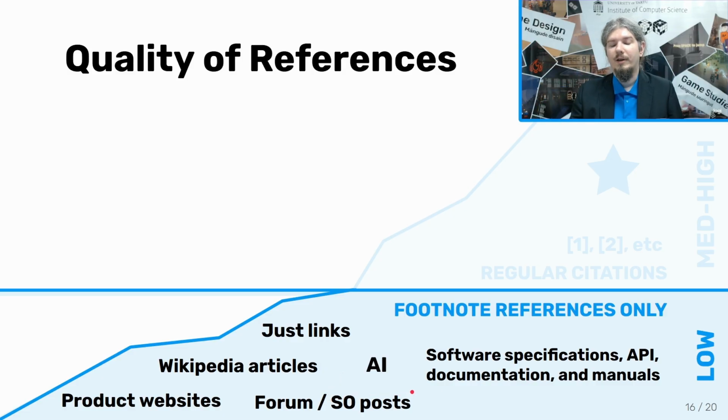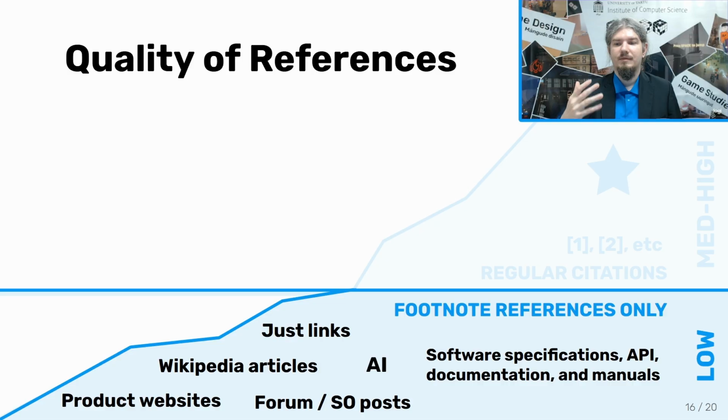Also, forum or Stack Overflow posts. So if you have a technical issue, you Google it, you find a Stack Overflow post or a Reddit post or whatever, and you want to reference that, you use a footnote reference. Insert footnote and you just paste the link into the footnote. Well, AI is not a high quality reference, it's rather a low quality reference. With AI, things can be a bit tricky, and you should refer to the Institute's guidelines document to see how to cite AI. But also, software specifications, API, documentation, manuals, kind of these technical documents.